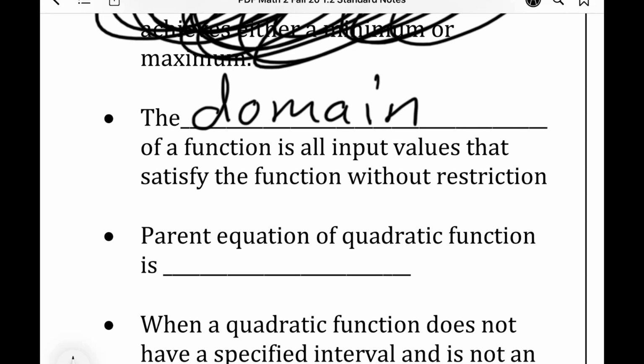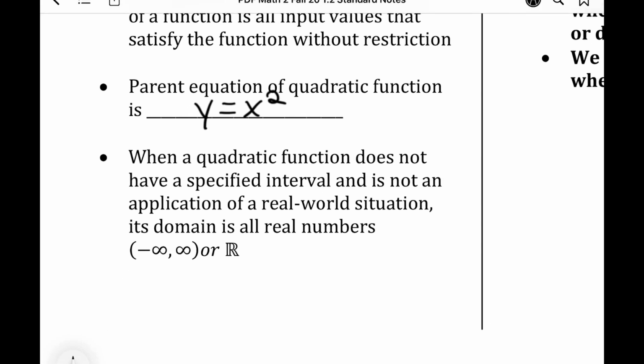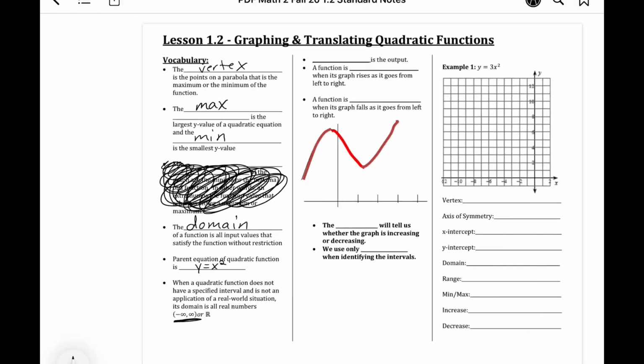The parent equation of all quadratic functions is y equals x squared. When a quadratic function does not have a specific interval and is not an application of a real-world situation, its domain is always negative infinity to positive infinity.